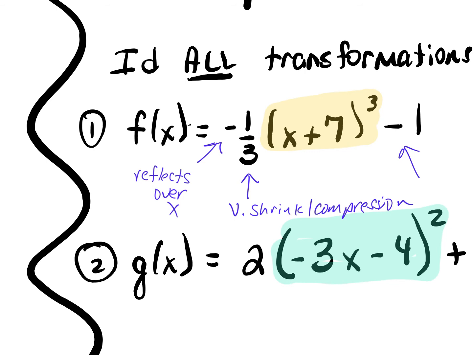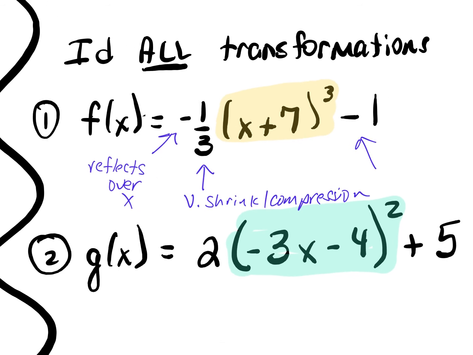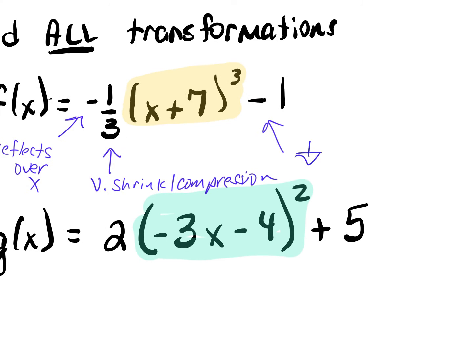What does the -1 at the end mean? Down 1. Perfect. All right, now we're going to move to the inside. The inside has to do with horizontal, and it's the opposite of what we think. So it's going to go which way? Left, 7. Perfect. That's exactly how you can answer that. If you guys want to write me a paragraph essay, that's fine, but I just need arrows and letters.